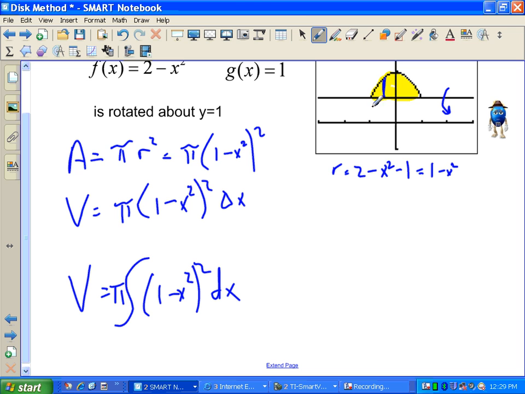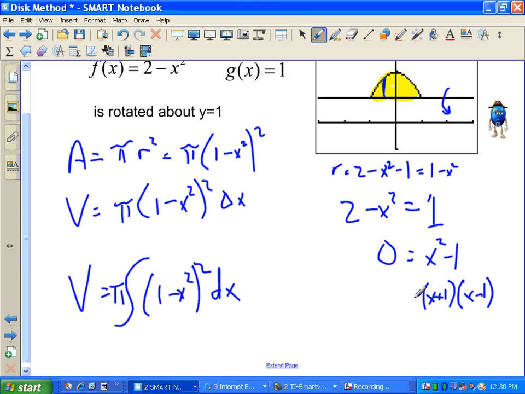We could look and say, oh gosh, it looks like it's about 1. Maybe it is, maybe it isn't, but let's not guess. Let's find out where they actually intersect. So let's just say when is 2 minus x squared equal to 1? I think that would be when x squared minus 1 is equal to 0, which turns out to factor as x plus 1, x minus 1. So my lower limit is going to be negative 1. My upper limit is going to be positive 1.